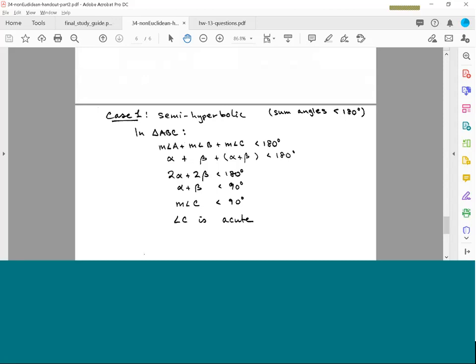Any guesses what happens with the elliptic? Elliptic is when your sum of angles is bigger than 180. Anybody got a guess for the elliptic case? Don't overthink it. If the inequality flips for your defining feature, it flips all the way through, and you'll get that the measure of angle C is bigger than 90 degrees. Well, if your measure is bigger than 90, this tells you that the actual angle is obtuse, and that's how you would deal with this guy.